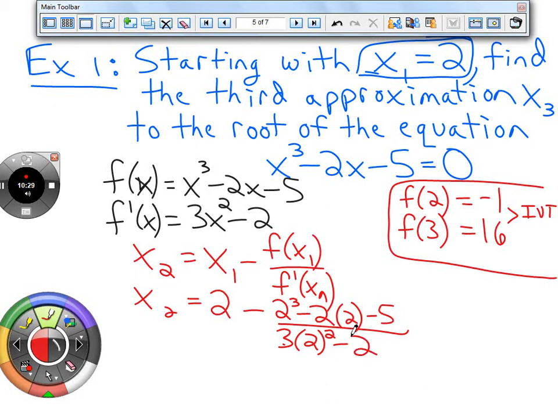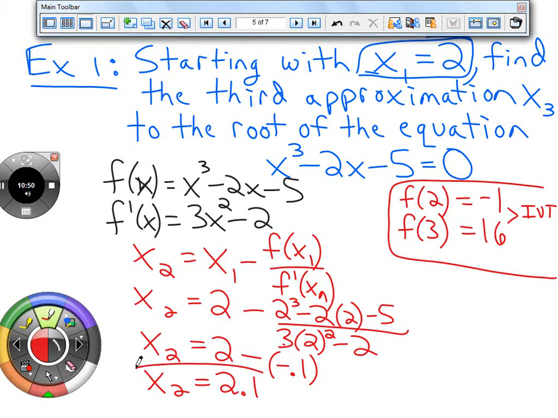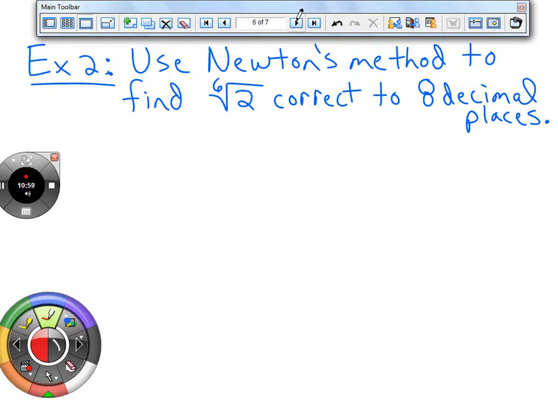So we do the math there, and x sub 2 equals, let's see, I got 2 minus, and then this whole part here gave me a negative 0.1. So x sub 2 equals 2.1. So that's my second approximation. And then I would just do that again. So I'm going to do my x sub 3 now.